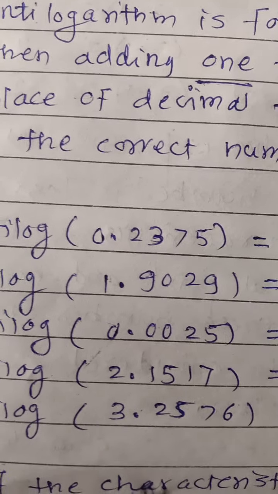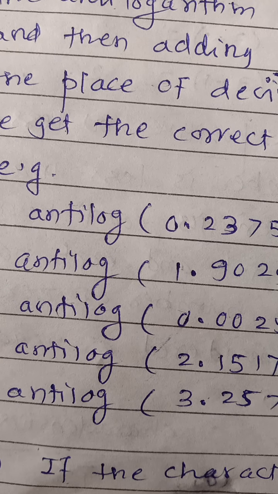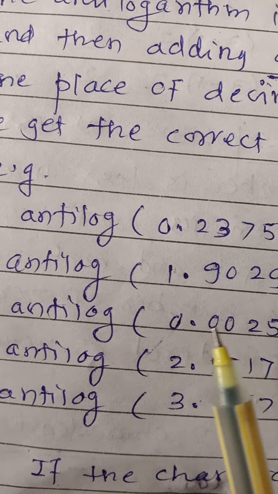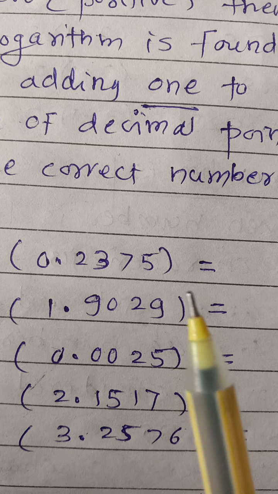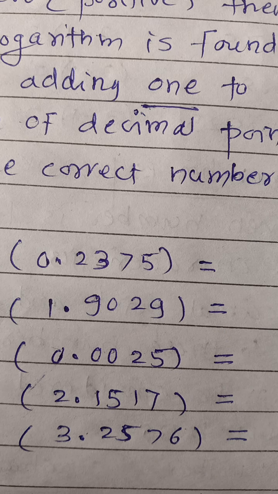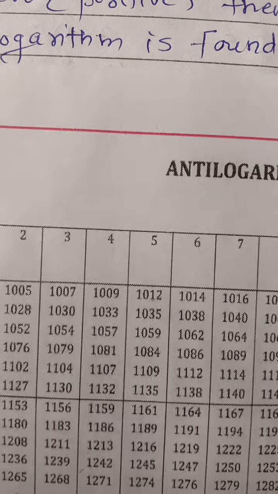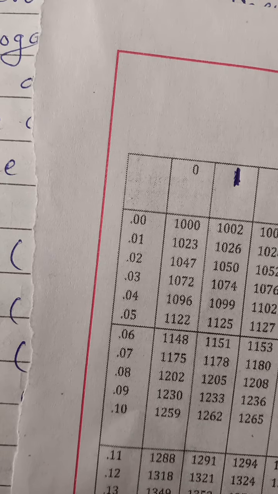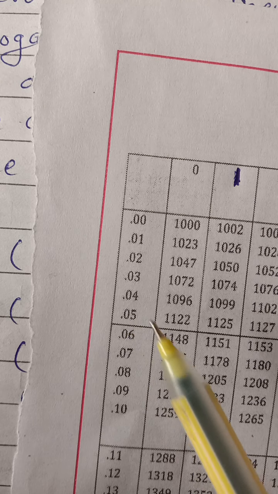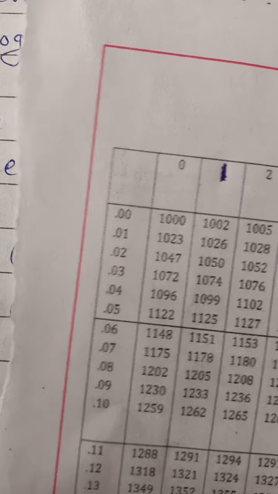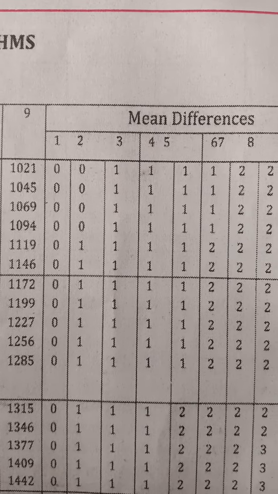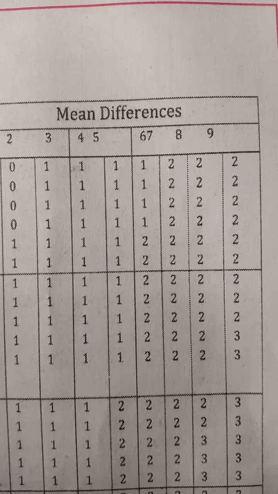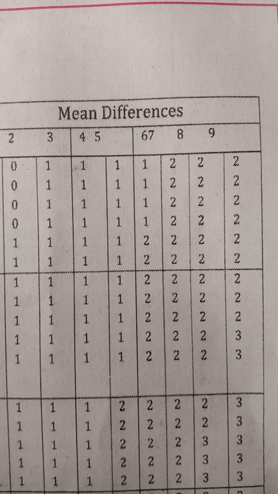Some examples are given here again in order to find the antilog. The first example is the antilog of 0.2375. We have to find the antilog of this. Similar to the logarithm, the antilogarithm table will be there again. In the antilogarithm table there will be 2-digit numbers in terms of decimals, then vertical columns from 0, 1, 2, 3 up to 9, then next to it the mean difference columns from 1 to 9. The same procedure will apply here.